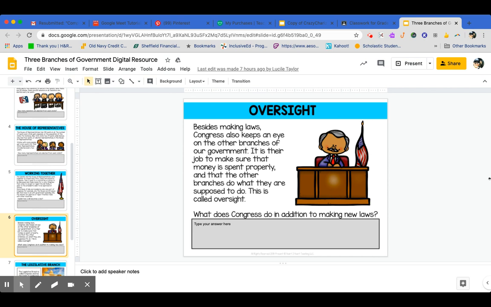Oversight. Besides making laws, Congress also keeps an eye on the other branches of our government. It is their job to make sure that money is spent properly and that the other branches do what they are supposed to do. This is called oversight. What does Congress do in addition to making new laws?